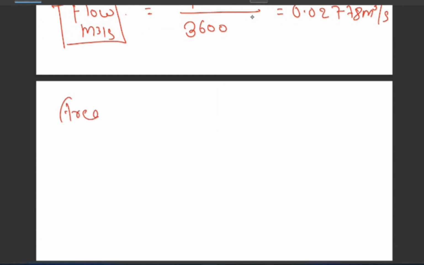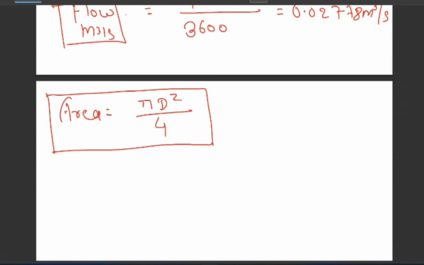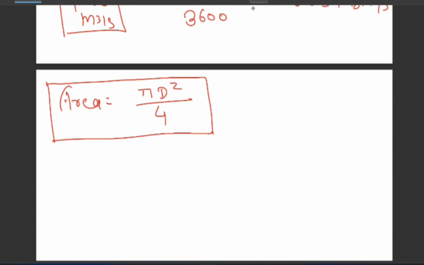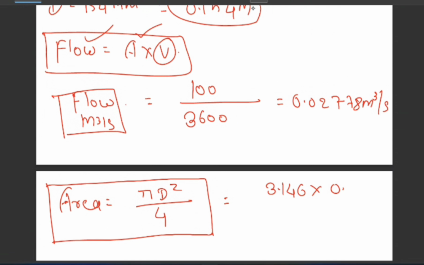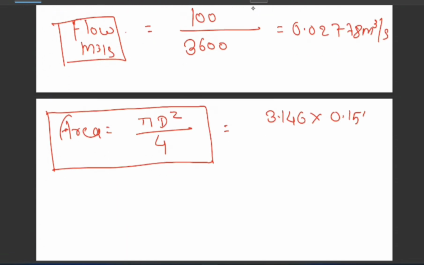So area is equal to pi d square by 4. This is very common and very useful for line sizing, for everything. If you want to calculate the area, you have to use this formula. So pi, what is the value of pi? 3.14 into what is the diameter? Diameter we have calculated, 0.154 meter square, and divided by 4.